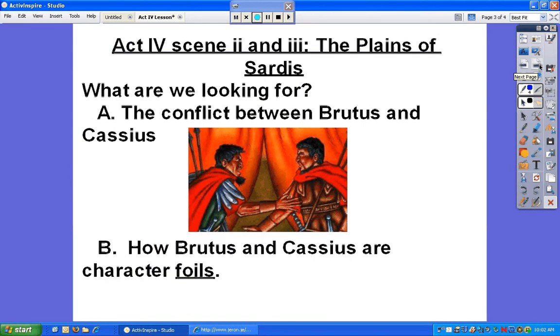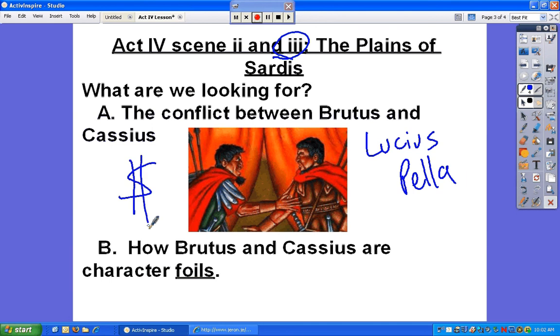Act 4, Scenes 2 and 3, because Scene 2 starts in Sardis, but Scene 3 goes inside of the tent in Sardis. We're looking for the following things: the conflict between Brutus and Cassius. We're going to see that Cassius has a friend named Lucius Pella, and he ended up getting in trouble, and that caused a rift between Brutus and Cassius. We're also going to see that money is an issue between Brutus and Cassius, so pay attention to this. We're also going to see how Brutus and Cassius are foils. They really are foils in this scene. You're going to see Cassius acting in some strange manners, and you're going to see Brutus staying relatively stoic throughout the whole thing.